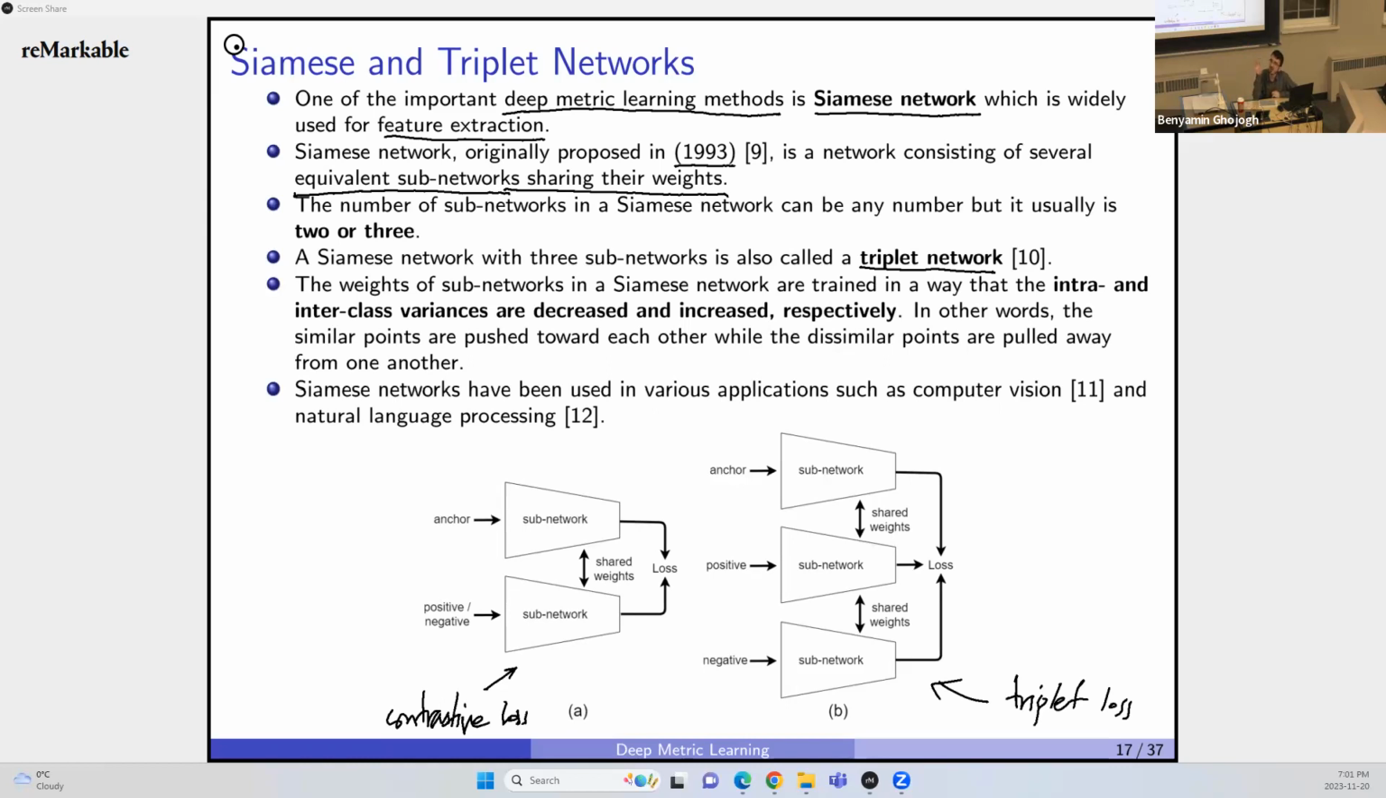What was the main idea behind supervised dimensionality reduction? It was decreasing the intra-class variances and increasing the inter-class variances to separate the classes as much as possible, right? So that was what we talked about. And so here we said that the Siamese network does that. It has been used in different applications such as computer vision and natural language processing, NLP.